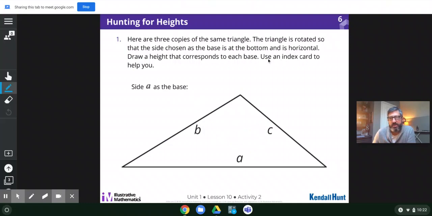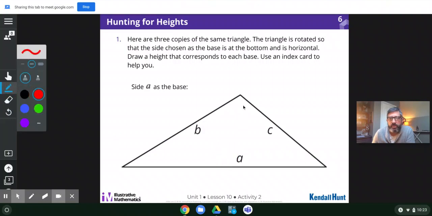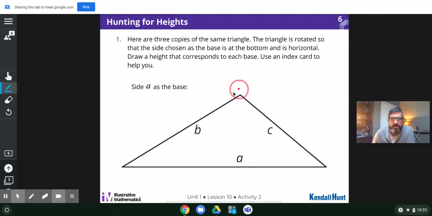Now we're not going to be able to use an index card like the question says because it's on the computer. But if we're ever writing it out on paper, I'll show you a little example of how to use an index card, and it makes it nice and neat so we can draw a straight line. But if we're using our base A, how do we find our height? Well, we have to draw a perpendicular line to the opposite vertex. Remember, our vertex is just the corner of the triangle, or where two line segments meet to create an angle.